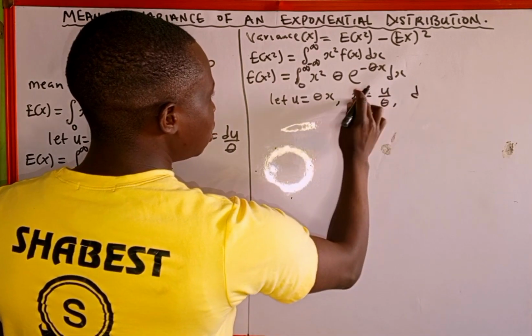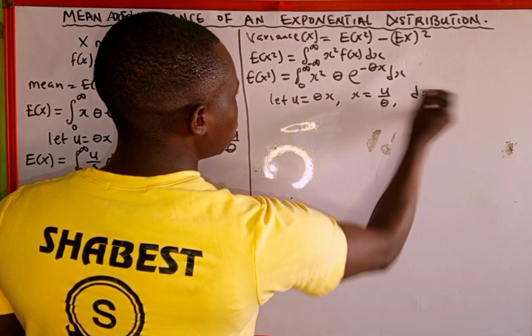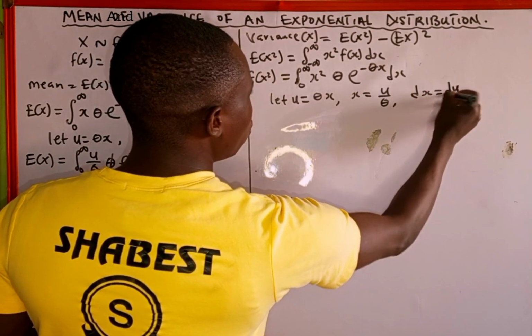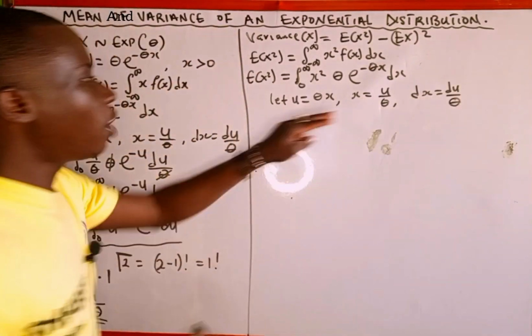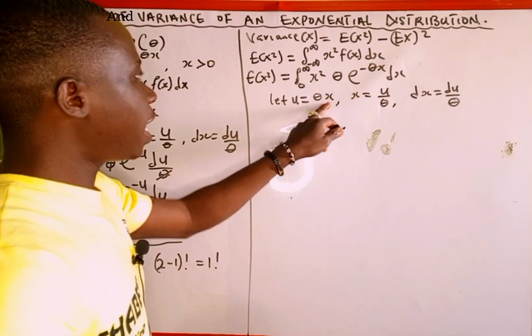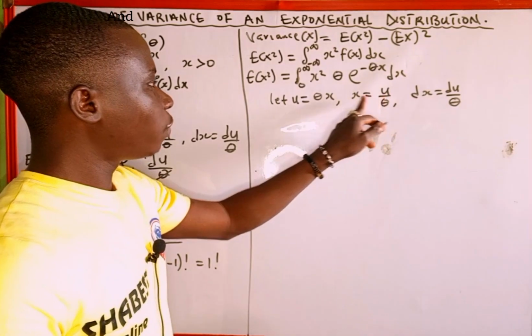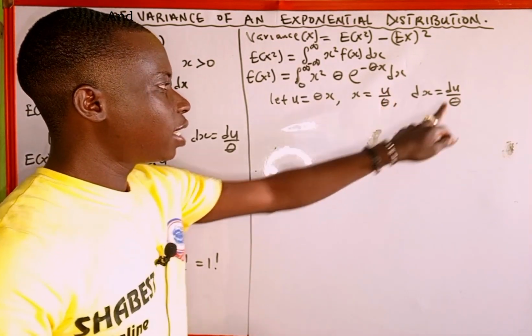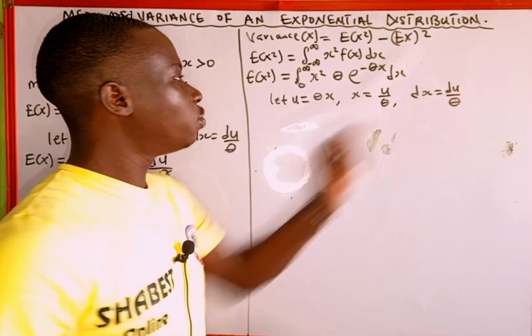If you differentiate this, we are going to have dx, which is equal to du over theta. So now we are going to substitute this back. Theta x will be replaced by u. In place of x, we replace u over theta. Then in place of dx, we replace du over theta.